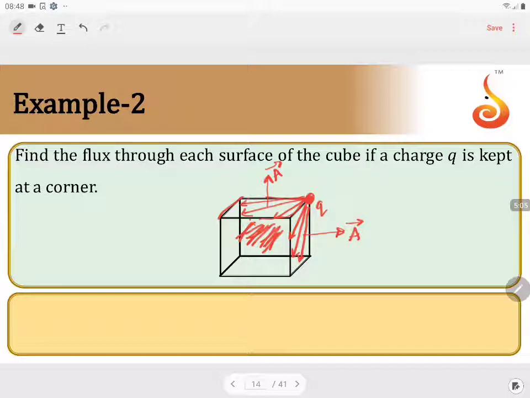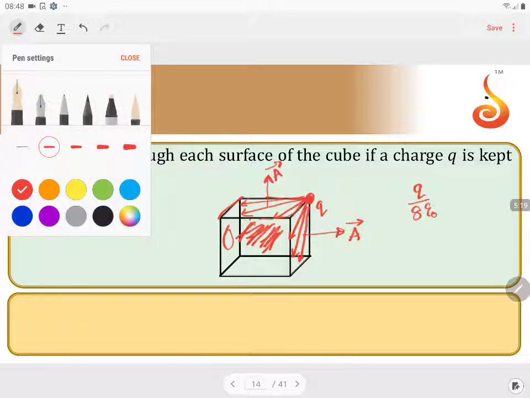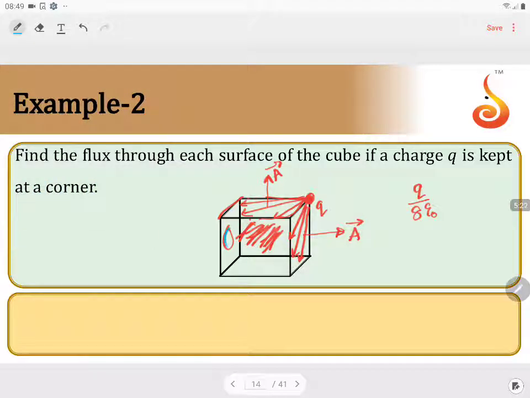So whatever flux we have for the entire cube, q by 8 epsilon naught, will appear over the other three faces only. These other three faces are symmetrically located with respect to the point charge. They are the bottom face, the left face, and this face. So this q by 8 epsilon naught will be distributed equally over the other three faces.